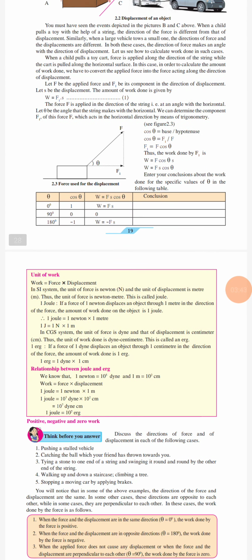Now we will see positive work, negative work, and zero work. We will discuss it by pushing a stalled vehicle. When you push a stalled vehicle, it will go in the forward direction. A single man can push a vehicle.